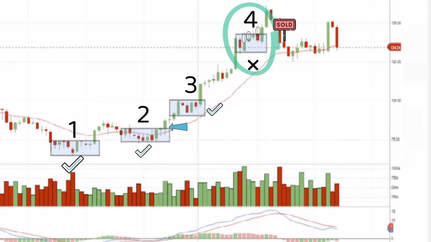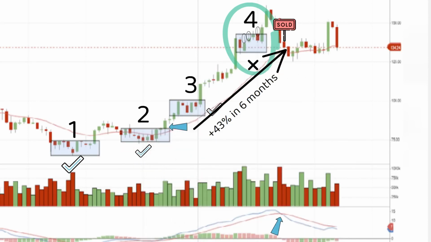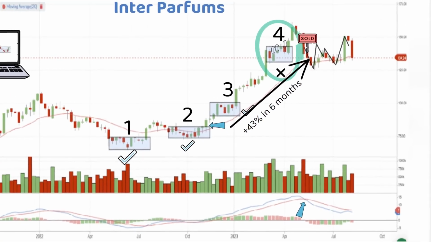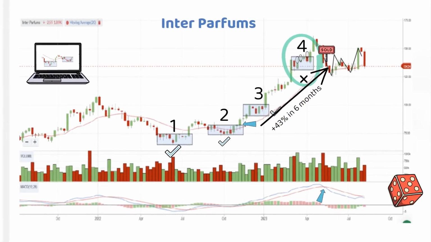We eventually exited a few weeks later due to the cross-down of the MACD, netting a 43% gain in just over 6 months, but perhaps more importantly, evading a further 13 weeks of stagnation. Understanding bases within a chart structure is just another tool for the trader looking to move probabilities into their favor. Hopefully you found some value.